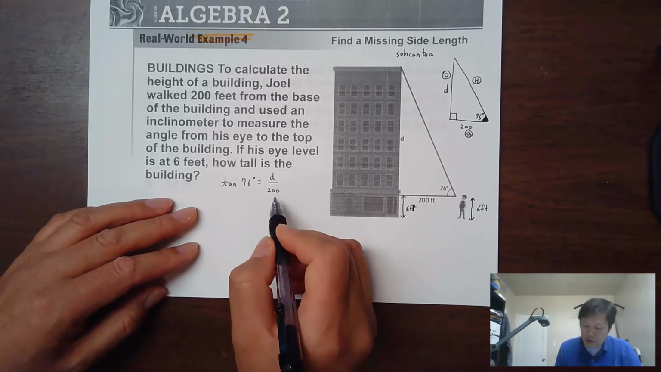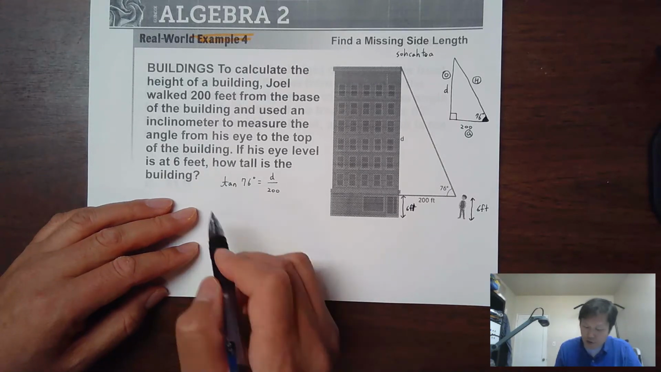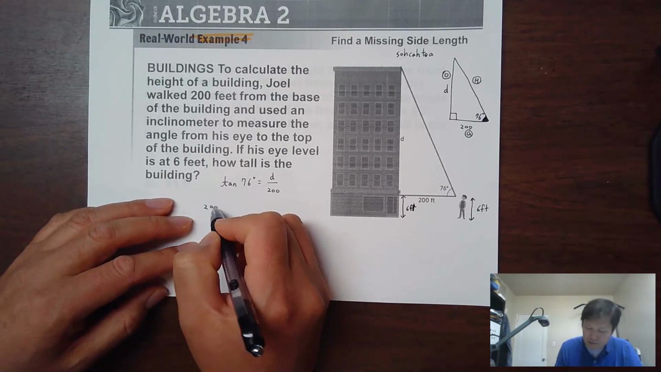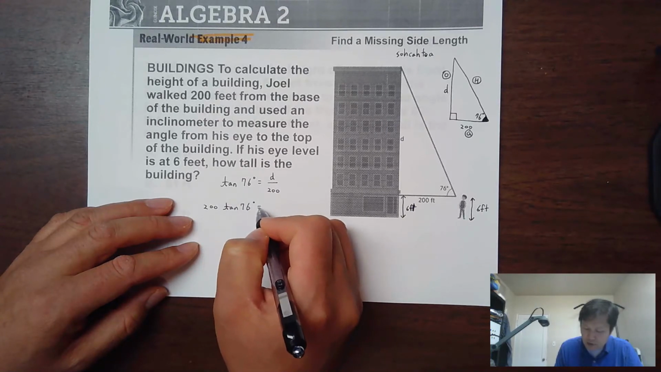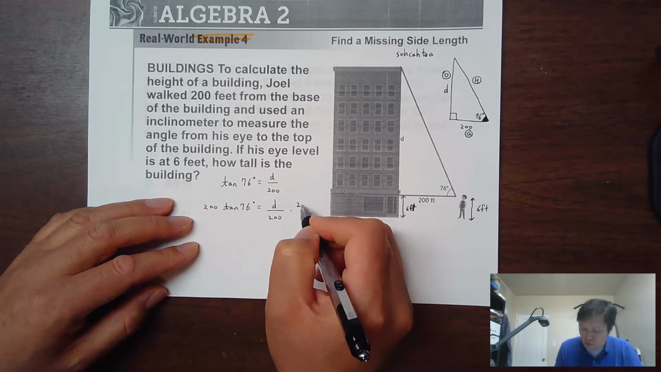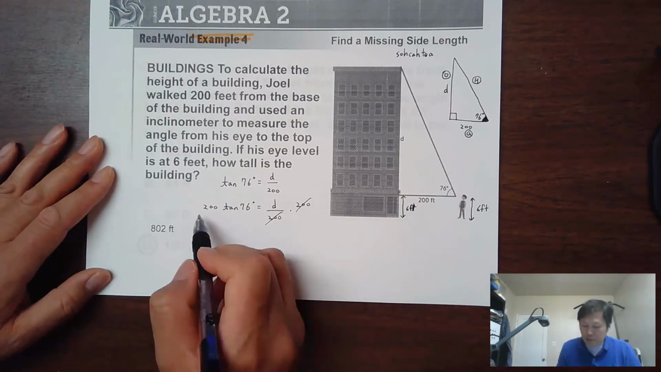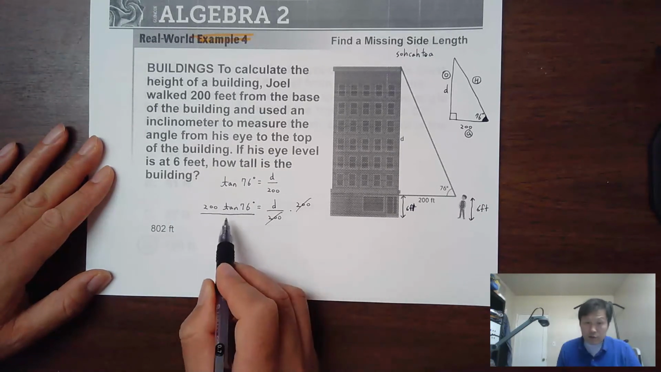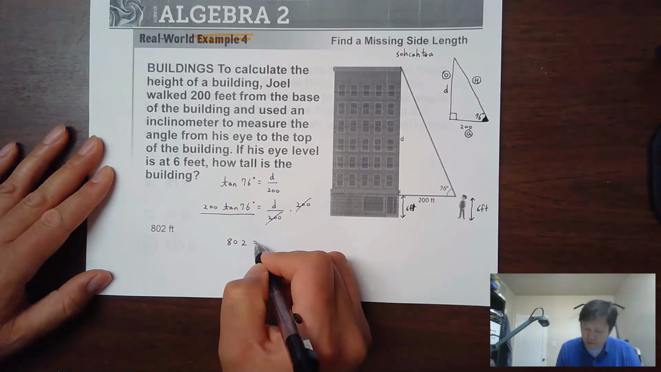So solving for D, I want to get rid of 200 as the denominator. So you're going to multiply by 200 on both sides. 200 times tangent 76 degrees is equal to D over 200 times 200, which will cancel out each other. All you have to do is type that into the calculator. Then you will get 802.